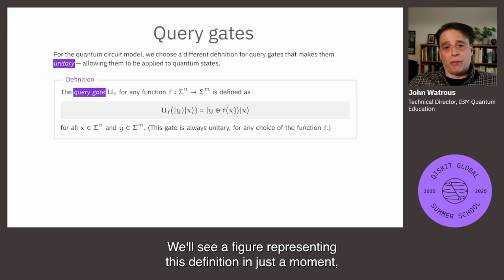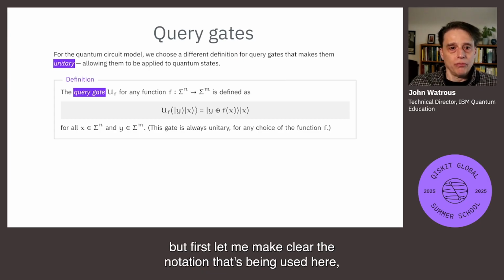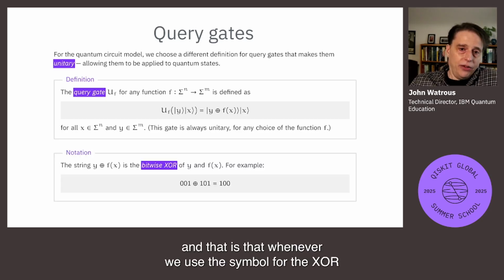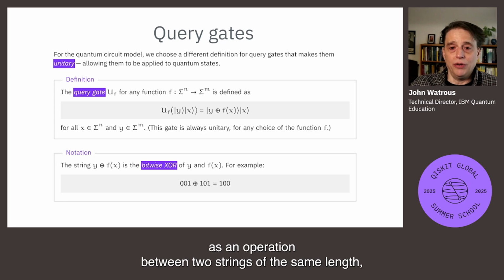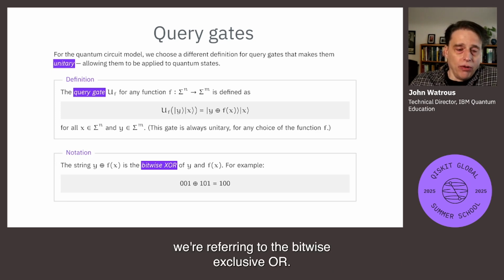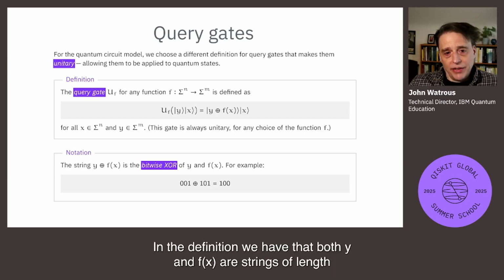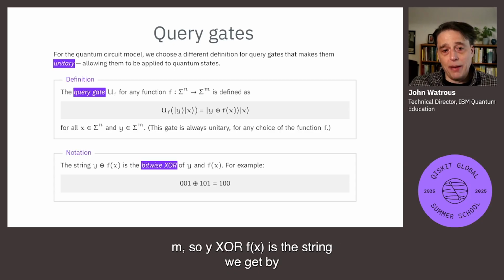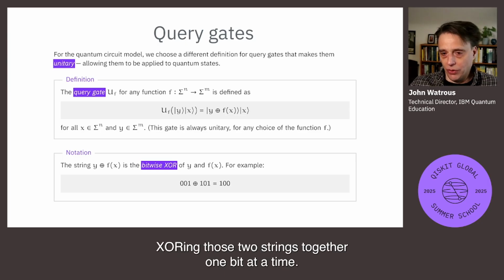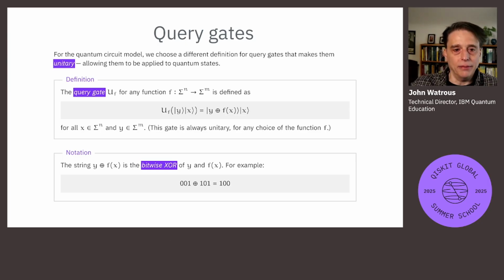We'll see a figure representing this definition in just a moment, but first let me make clear the notation that's being used here, and that is that whenever we use the symbol for the XOR as an operation between two strings of the same length, we're referring to the bitwise exclusive OR, and here on the slide is a simple example. In the definition, we have that both y and f of x are strings of length m, so y XOR f of x is the string we get by XORing those two strings together 1 bit at a time.